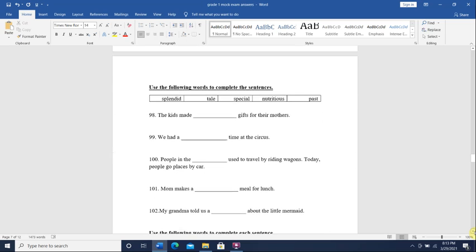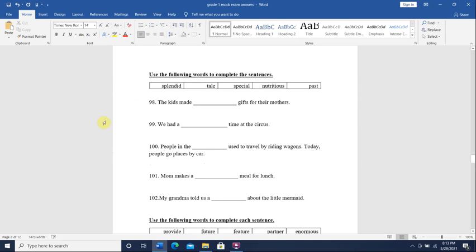Next, we're going to use the vocabulary words to complete each sentence. Splendid means wonderful or nice. Tale is another word for story. Special means important. Nutritious means healthy. Past means something that happened already.